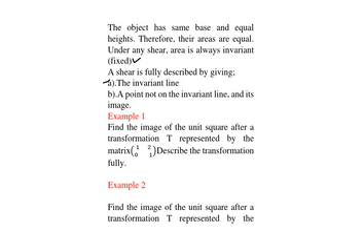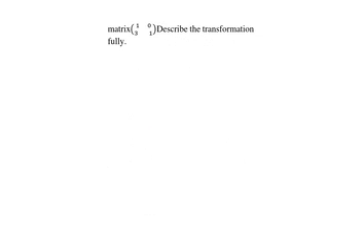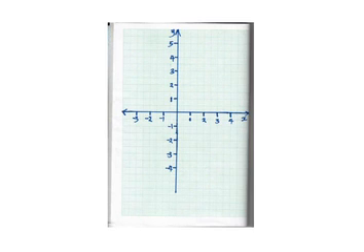Now in our example 2, we are told to find the image of the unit square after transformation T, represented by the matrix 1, 0, 3, 1, and then we describe fully the transformation. So we can draw the unit square. We'll have A at that point. Here we'll have our B. Then at this point we have C, and lastly we have D here. So when we join these points, we'll make our unit square.